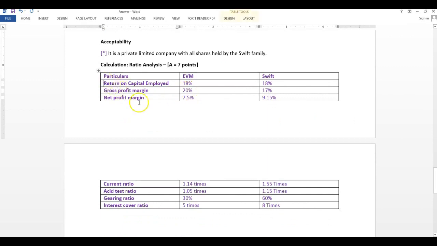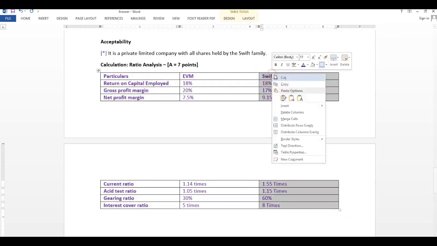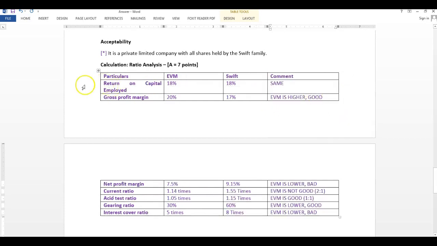I have worked out the ROCE, GP, NP, current ratio, asset test ratio, gearing ratio, and interest coverage ratio, so I will add another column to it. In terms of ROCE, both are the same. Gross profit, EVM is good. Net profit, EVM is bad. Current ratio, EVM is bad. Asset ratio, EVM is good. Gearing, EVM is good. Interest coverage ratio, EVM is bad.